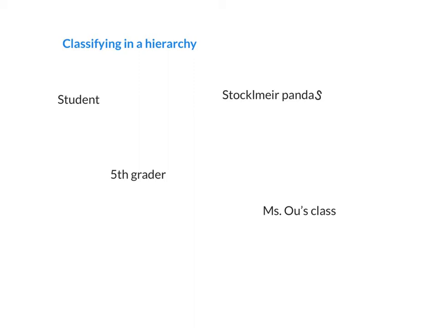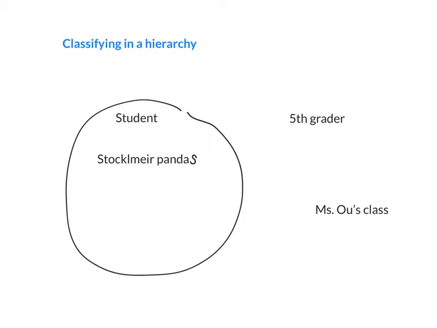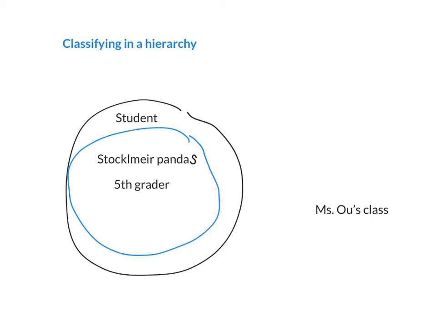Talk it over with the people around you. If all the students are in this bucket, then what's the next biggest category? The next one would be Stockholmeyer Pandas, because there are some students who don't go to Stockholmeyer. Then, some of the Stockholmeyer Pandas are 5th graders. We're going to assume that these are just 5th graders at Stockholmeyer. Then what's the most precise category?